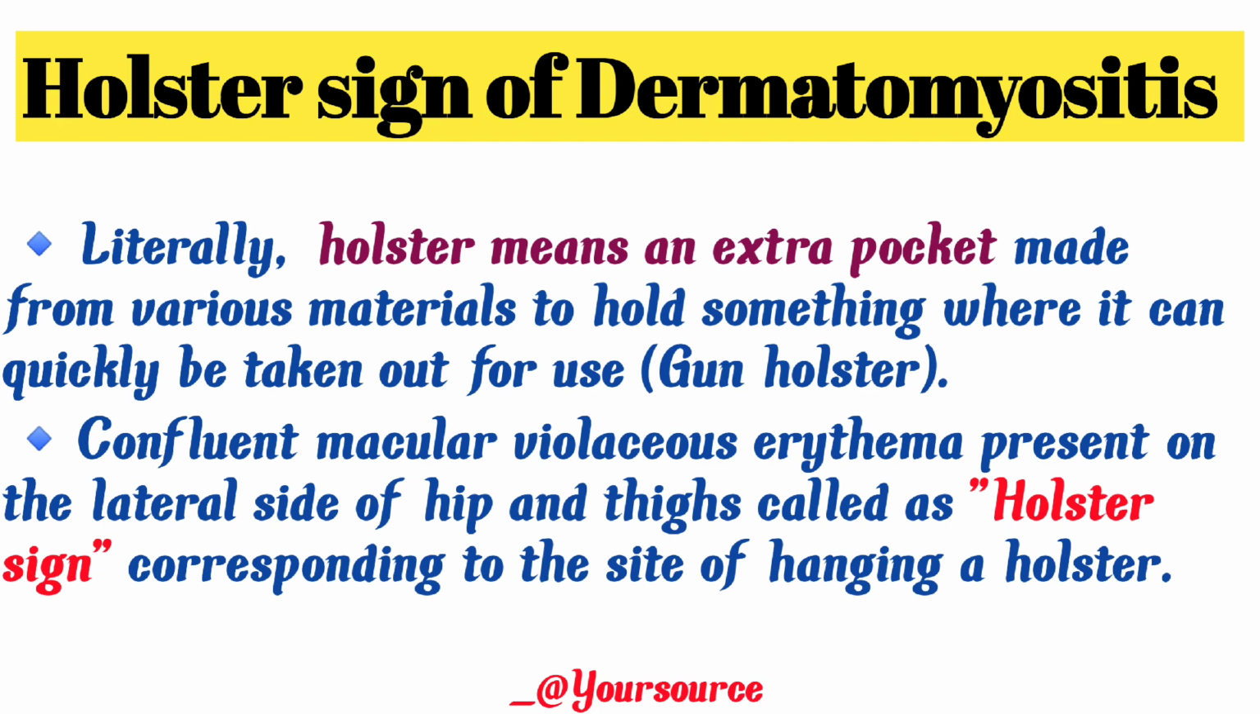Holster sign of dermatomyositis. Literally, a holster means an extra pocket made from various materials to hold something where it can quickly be taken out for use, like a gun holster. Confluent macular violaceous erythema present on the lateral side of the hip and thighs is called the holster sign, corresponding to the site of hanging a holster.